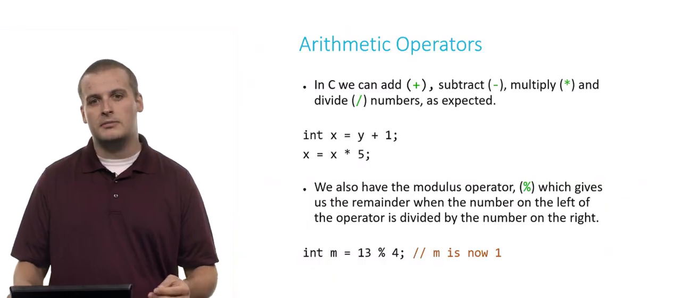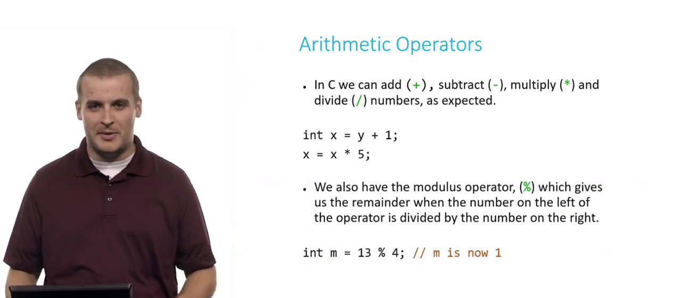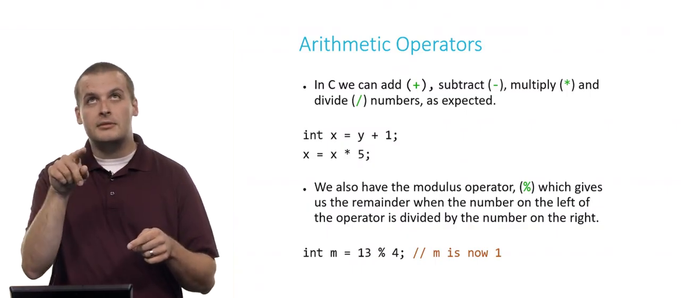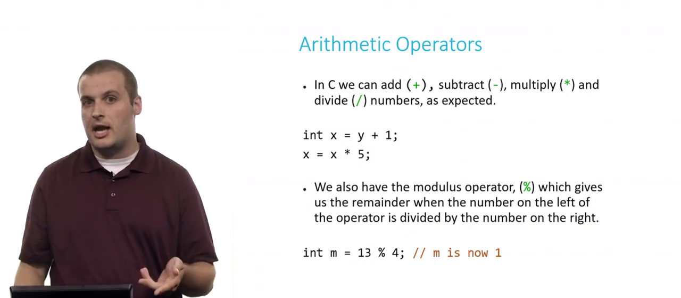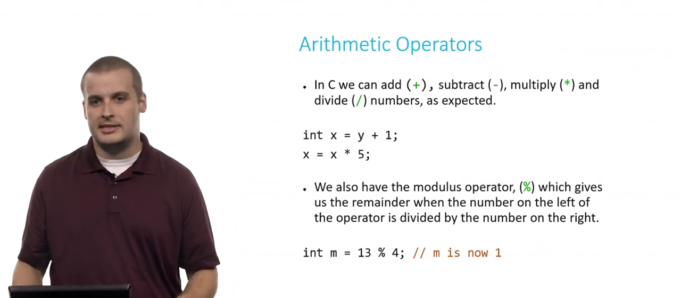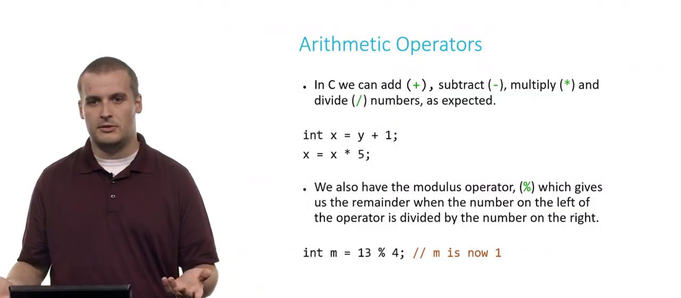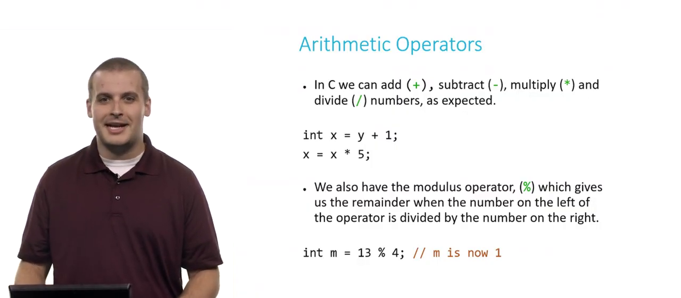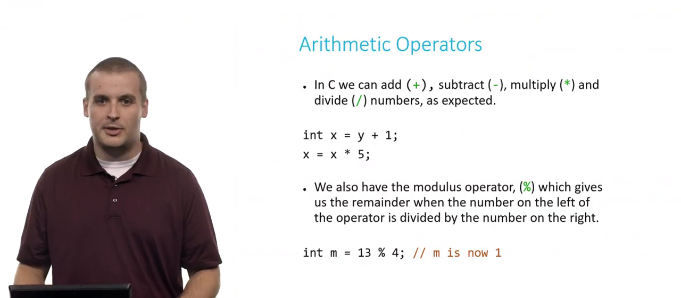Why do I say that? Well, do the long division out in your head if you bear with me for a second. So I have 4 divided into 13. 4 goes into 13 3 times with a remainder of 1. So that's basically all the modulus operator does: when you divide, it tells you the remainder. You might think that that's actually not a terribly useful thing, but you'd be surprised by how frequently that modulus operator can come in handy.